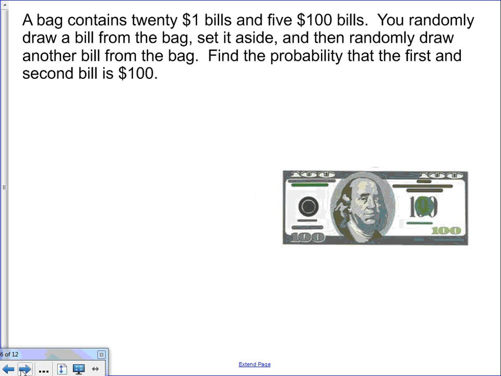Okay, let's do a couple examples. A bag contains 21 $1 bills and 5 $100 bills. You randomly draw a bill from the bag, you set it aside, and you randomly draw another bill from the bag. Find the probability that the first and the second bill is a $100 bill. I'm going to give you just a minute or so to play around with that. Figure some probabilities. What are some things that you're going to need to know? And then we'll come back and talk about it. Read through it again if you need to. Sort out some numbers.